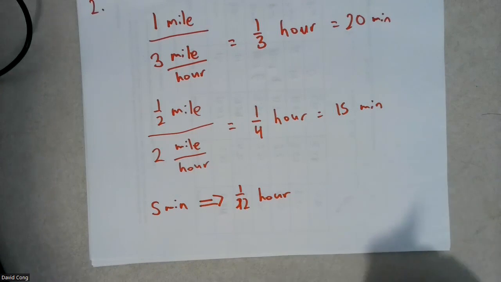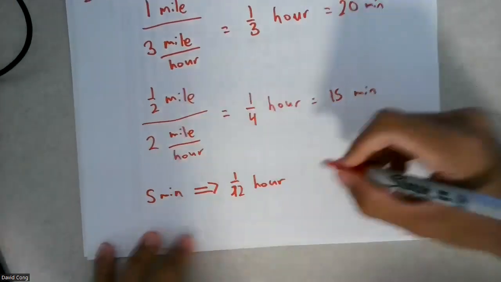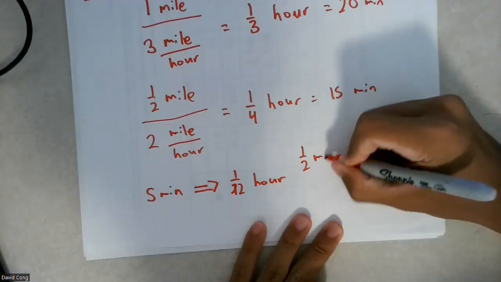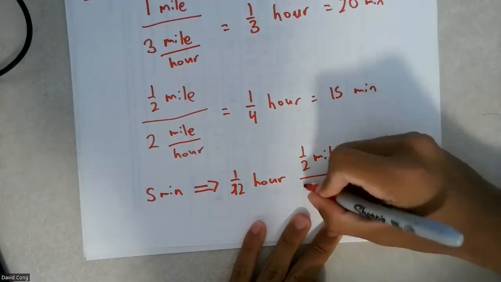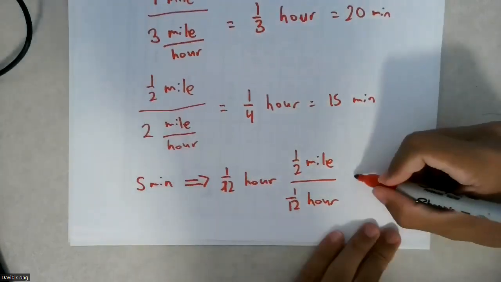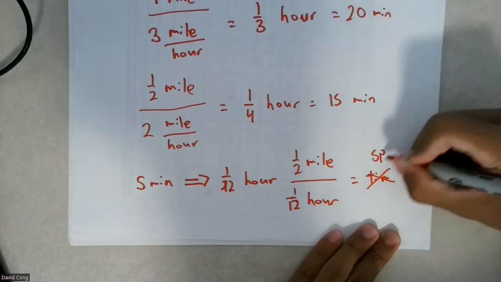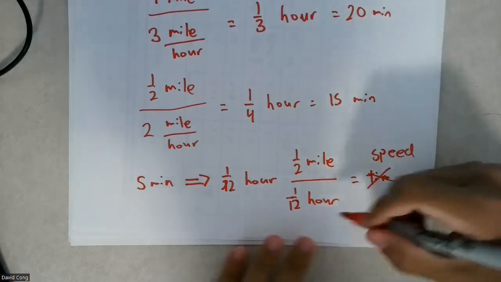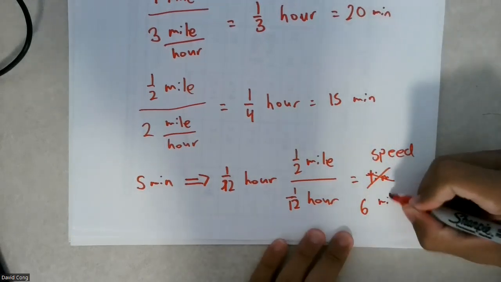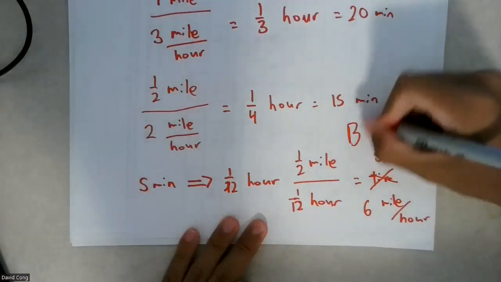Okay, so now he has to travel half a mile in 1/12 of an hour. So we get 1/2 mile divided by 1/12 hour equals the time. I mean, not time, speed. And this is equal to 6 miles per hour. So it's B.